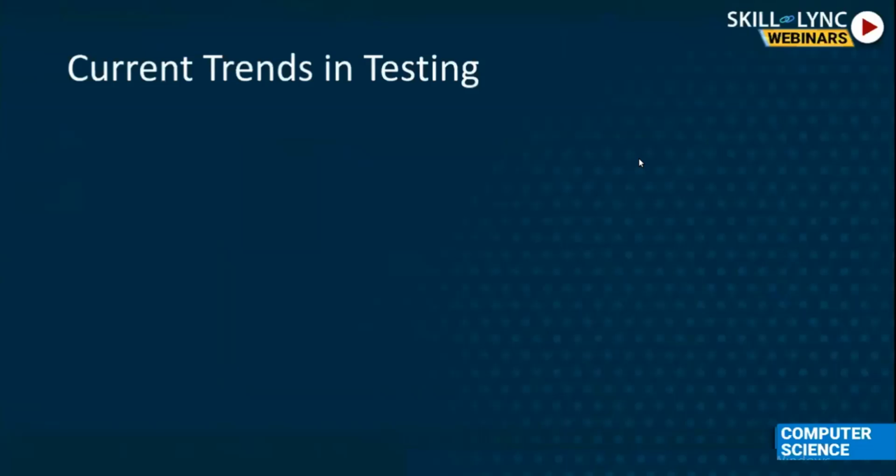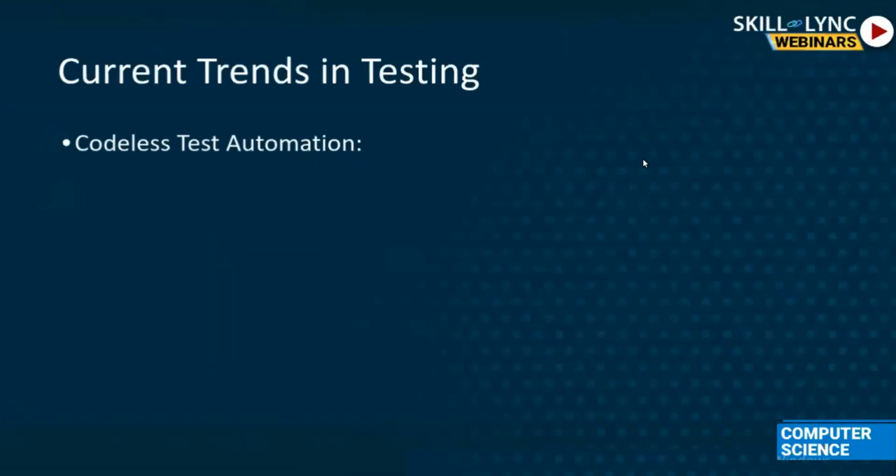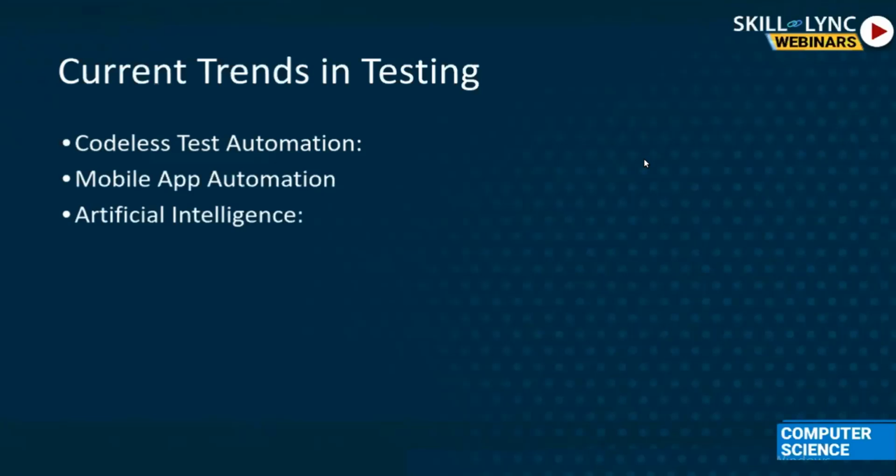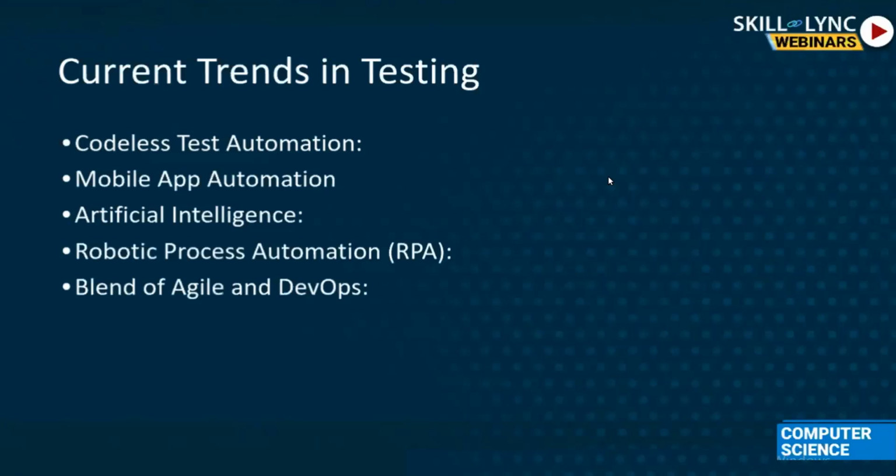So the current trend in the testing world is codeless test automation. Many companies are going for codeless tools, like Tosca, or maybe RPA tools. All those are currently trending in the market. We also have mobile app automation. We have AI based tools. We also have robotic process automation. All those tools are currently trending in the market.